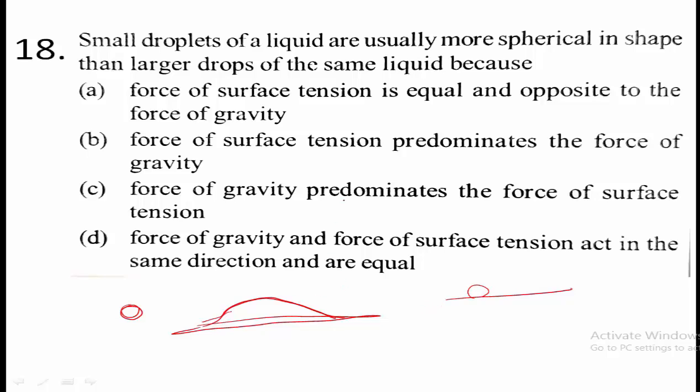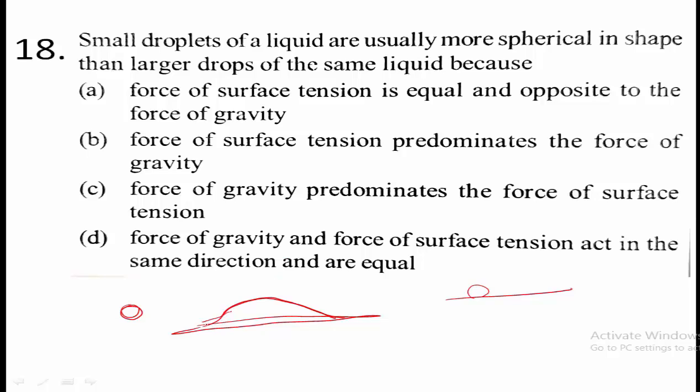ಯಾಕೆ? It is because, option A, force of surface tension is equal and opposite to the force of gravity. Option B, force of surface tension predominates the force of gravity. Option C, force of gravity predominates the force of surface tension. Option D, force of gravity and force of surface tension act in the same direction and are equal. So ಯಾಕೆ ಈ ರೀತಿ ಫಾರ್ಮೇಷನ್ ಆಗ್ತವೆ?